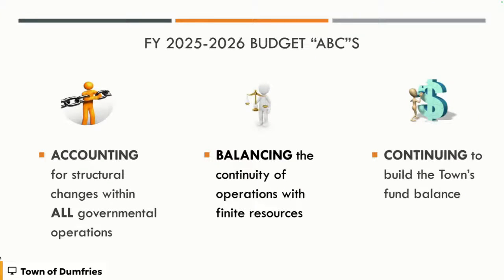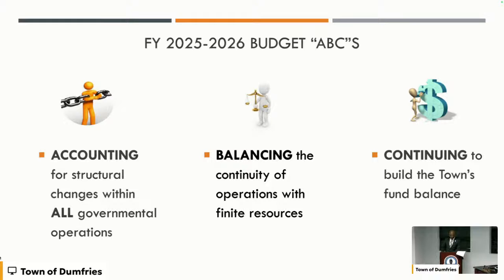The ABCs of this budget, or the cornerstones of this budget. The budget is built off of accounting. The budget should account for all structural changes within government operations. The budget is balanced. The budget must always be balanced, continuing the continuity of operations with finite resources. Lastly, the budget must always continue to improve the town's rainy day or fund balance, to have funds available in case of an emergency.